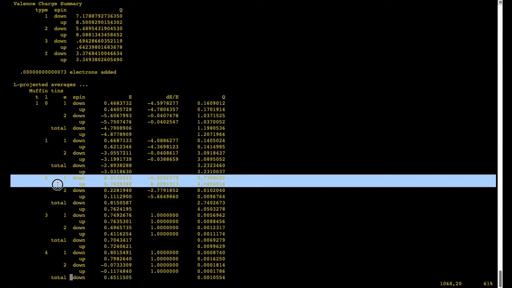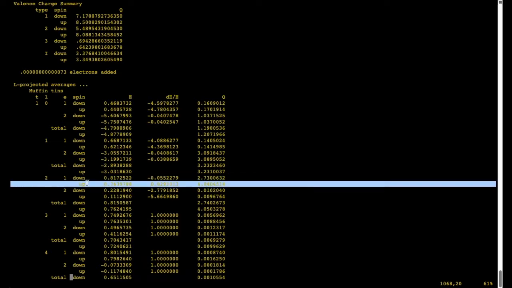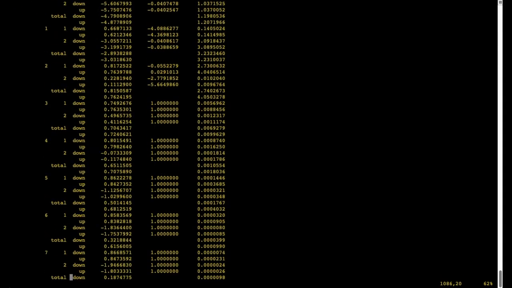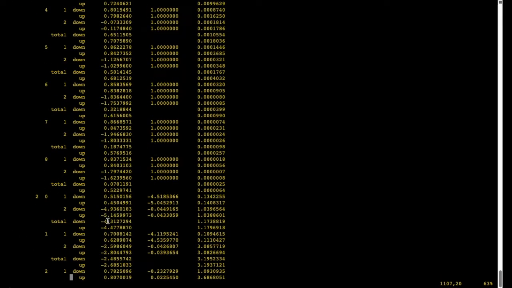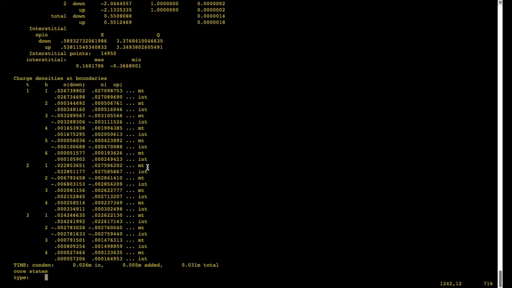And finally we have the d states. And they are in the first energy set. We can see that there are 2.73 electrons in the spin down channel and 4 electrons in the spin up channel. So we can expect to have a magnetic moment of about 1.3 Bohr magneton. Here is the information about iron and aluminum. We can just scroll down.